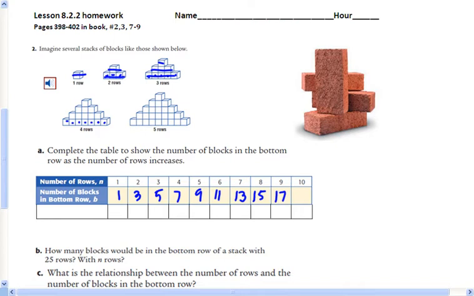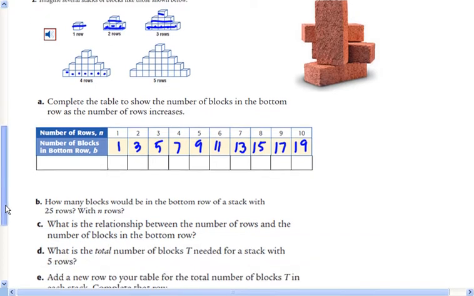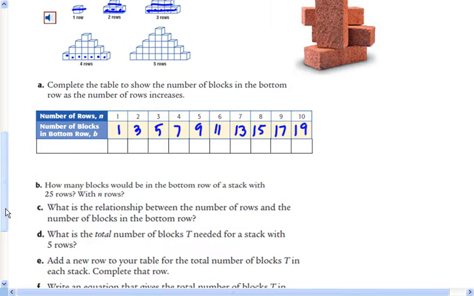And you should be thinking that this is a linear relationship, which it is. Add a row, add 2 more blocks. So how many blocks would be in the bottom row of a stack with 25 rows? So here we have 10 rows and we have 19. If we kept adding 2 until we got up to 25, that would be one way to do it. So go 19 plus 2 is 21, plus 2 is 23, and so on.